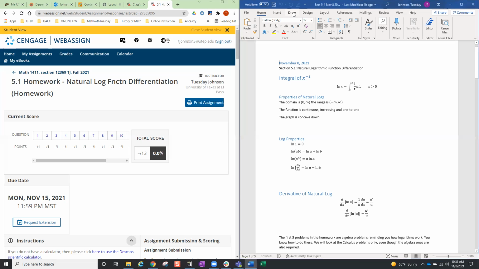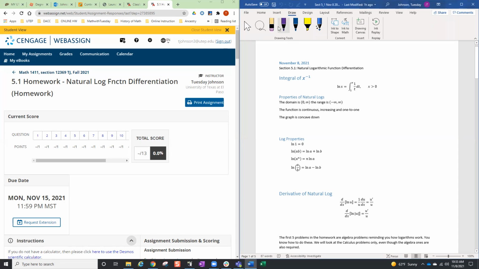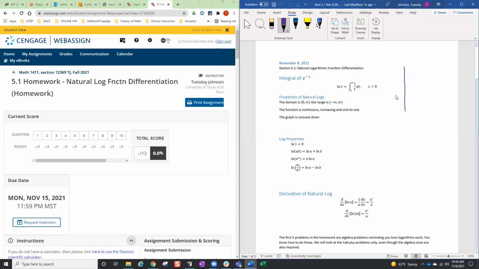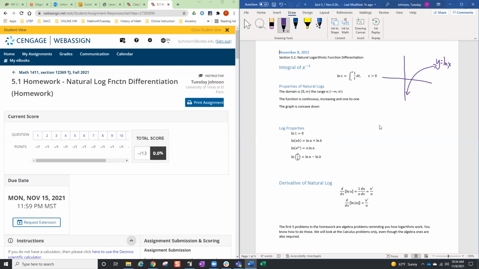Domain of a natural log function. Let's draw something here. Okay, so the natural log function, I guess we're sticking with purple. Right, looks like this. The domain is 0 to infinity. The range is negative infinity to positive infinity. It's continuous, it's increasing, it's 1 to 1, so it has an inverse. The graph is concave down. We know all sorts of things about the natural log graph.